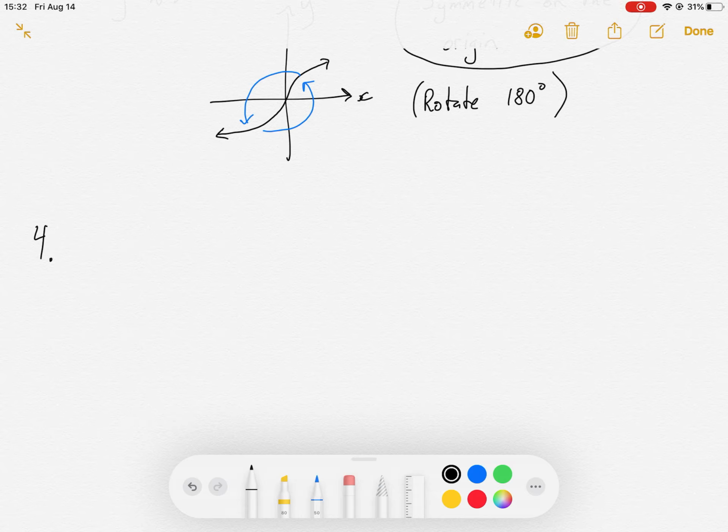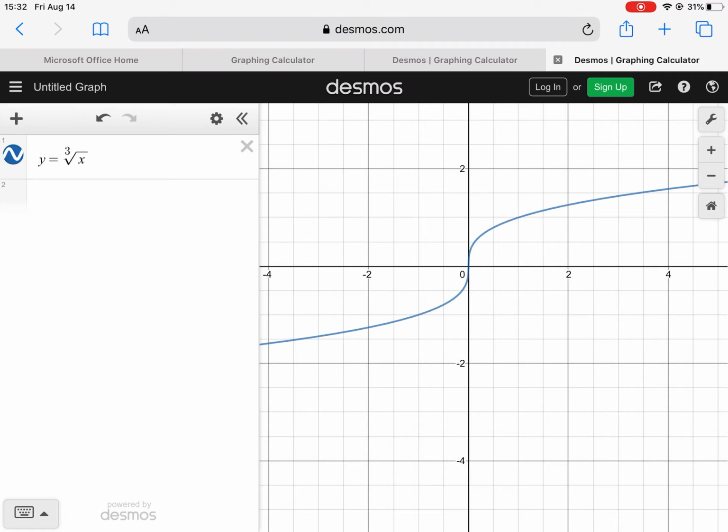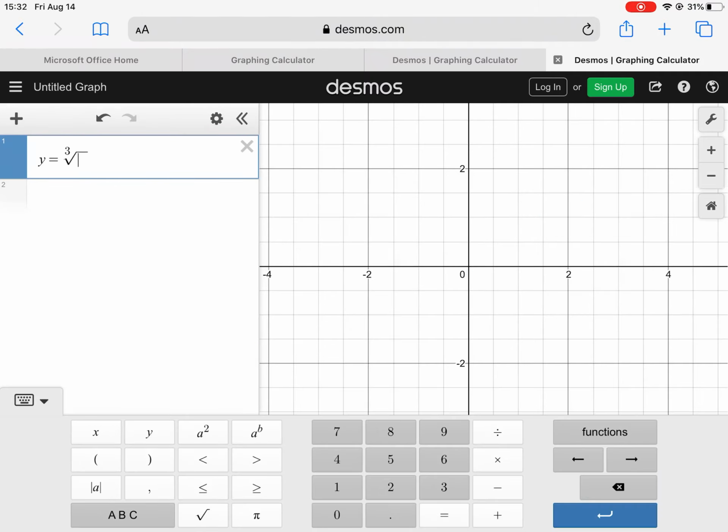For the last one, we're going to create something that isn't actually a function. So I'm going to use absolute value of y equals x here. Let's go ahead and graph this one. Now the absolute value button, if you look on the bottom left of your keyboard where it says ABC, right above that you should see the absolute value of A. You can click on that. I'm going to type in Y, and then I'm going to click on the absolute value button again. And then I need this to equal X.